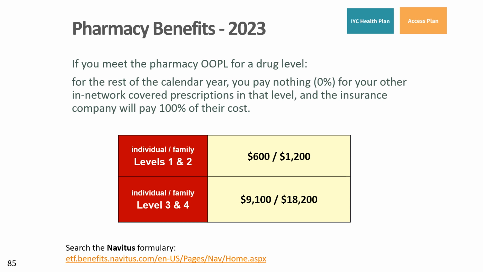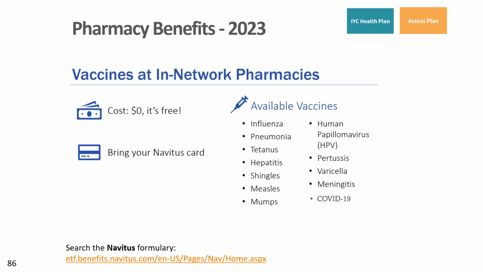If you meet the pharmacy out-of-pocket limit for a drug level, then you pay nothing for the remaining drugs that you fill in that level for the rest of the year. And at your in-network pharmacies, you can receive vaccines showing them your Navitus card, and you'll pay nothing for those vaccines.